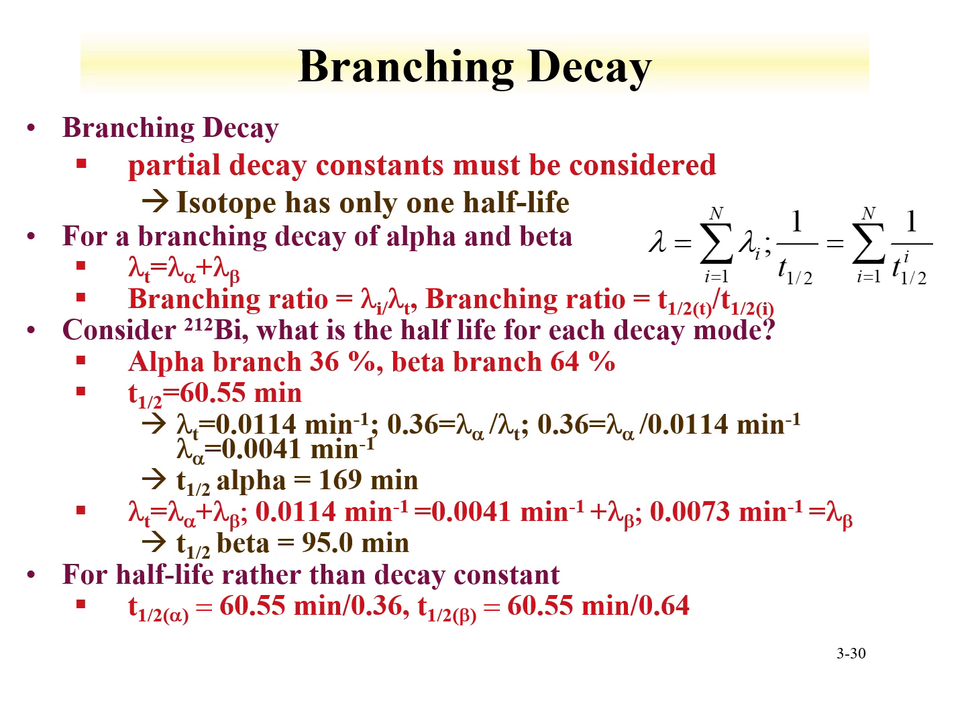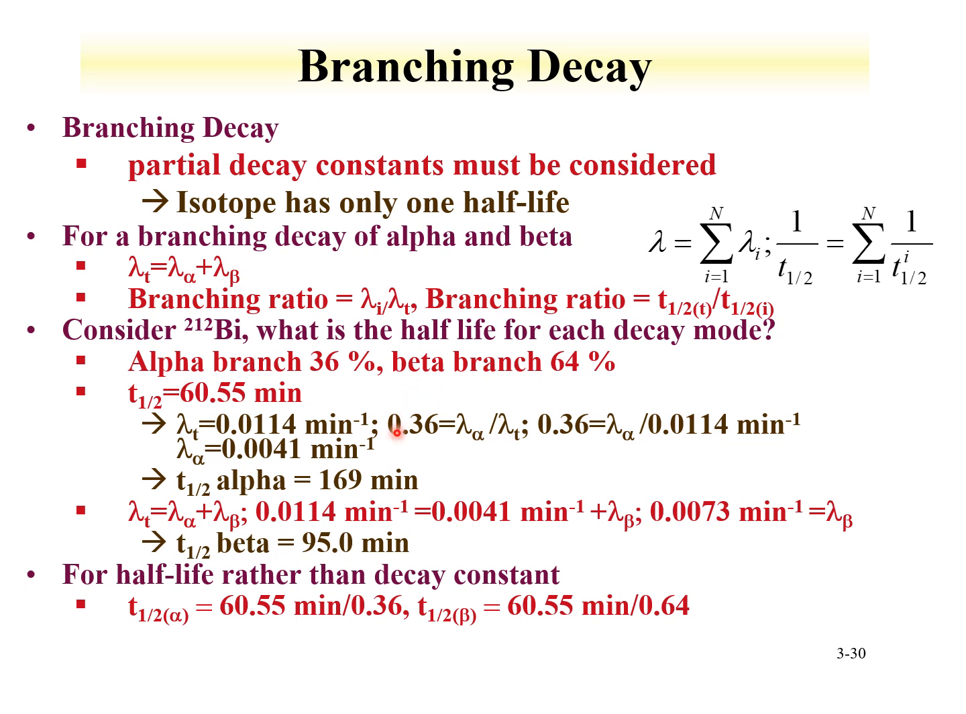So let's consider an example, bismuth 212. What's the half-life for each decay mode that decays by alpha and beta? We see that there's a 36% alpha branch, 64% beta branch. The half-life's about an hour. The decay constant is log 2 divided by 60.55 minutes.